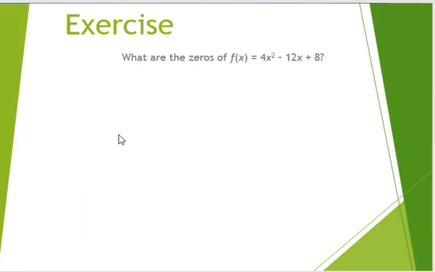Once again, what are the zeros of the function? So we have 4x squared minus 12x plus 8 equals 0. This one is a little different because now we have a leading coefficient that is not 1. So what we do, we multiply 4 times 8. This 4 times 8 gives us 32. What are the factors of 32 that can give us -12?